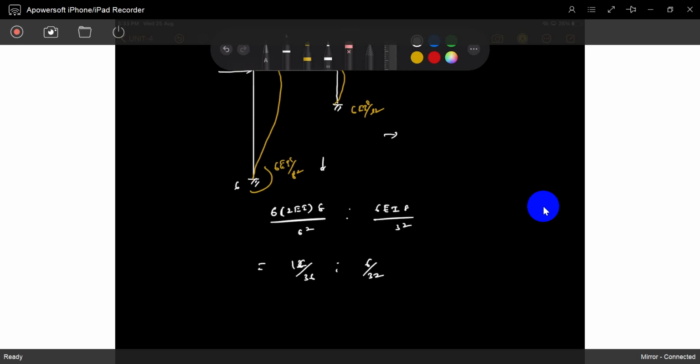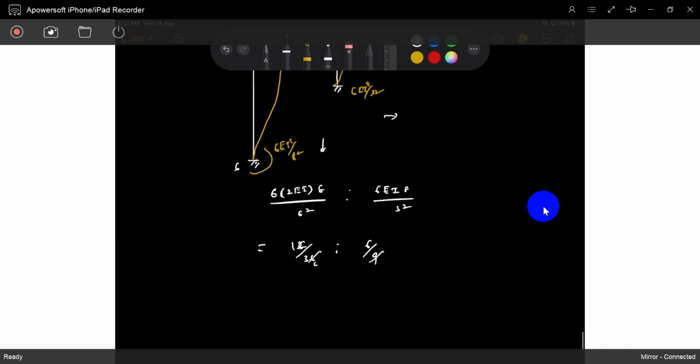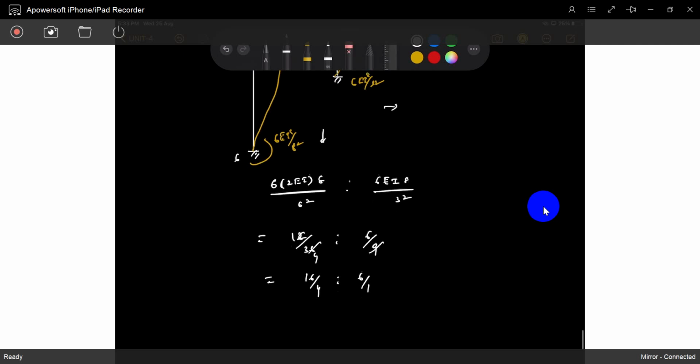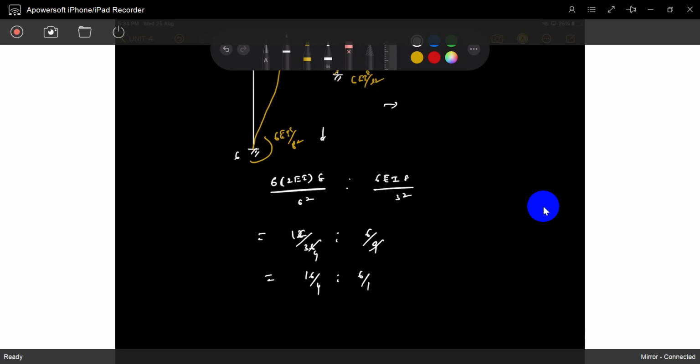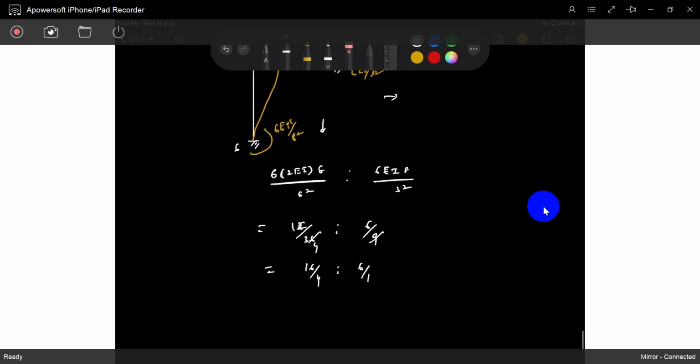See, not 32, it's 3 square is what? 3 square is 9. Not 32, it's 3 square is 9. So 9 fours, yeah. You can write it 16 by 4, 6 by 1. Can you calculate it? Okay, so see, it's a 4:6.